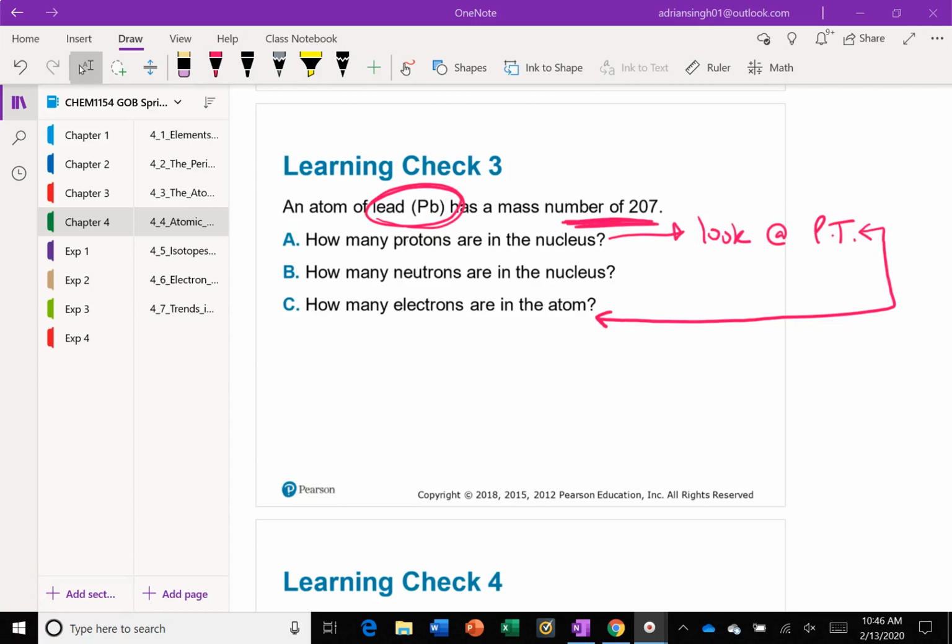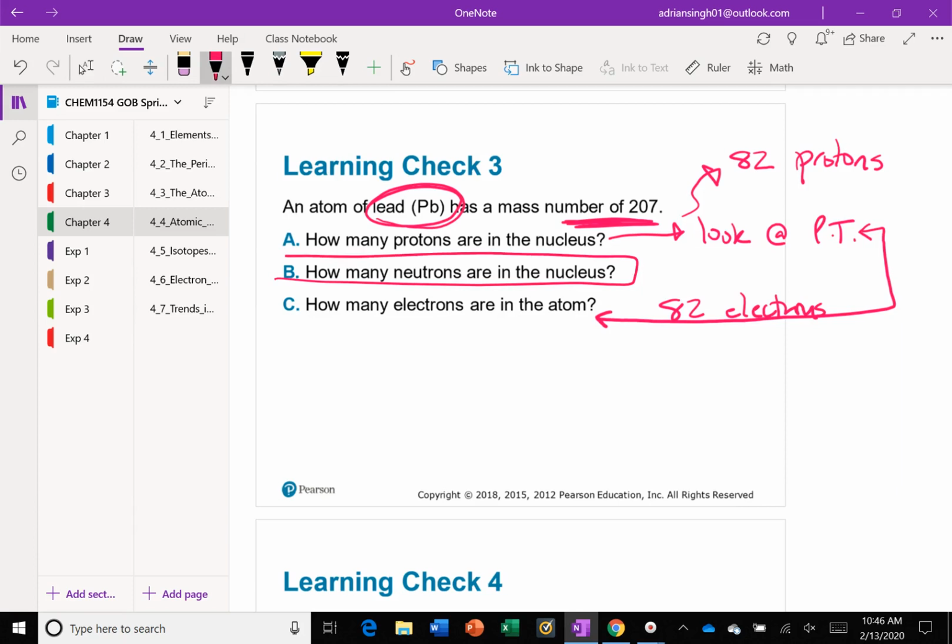So if we look up the atomic number on the periodic table for lead, we see that it is 82. So it's going to have 82 protons. For a neutral atom, it is going to have the same number of electrons, which is 82. And then the number of neutrons is going to be the mass number, which is provided, 207, minus the atomic number, which is 82. And that's going to give you your answer over here. And I'll let you calculate that on your own.